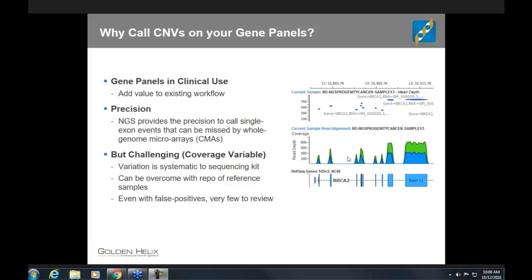And even if we do call some false positives, like any method will, especially at the target gene panel level, there are going to be so few of those that it's very feasible to manually review them, just like you manually review the dozens of variants or a couple of variants that come out of the interpretation pipeline. So that gives you the idea behind why we are building this type of method and what we expect it to be used for.